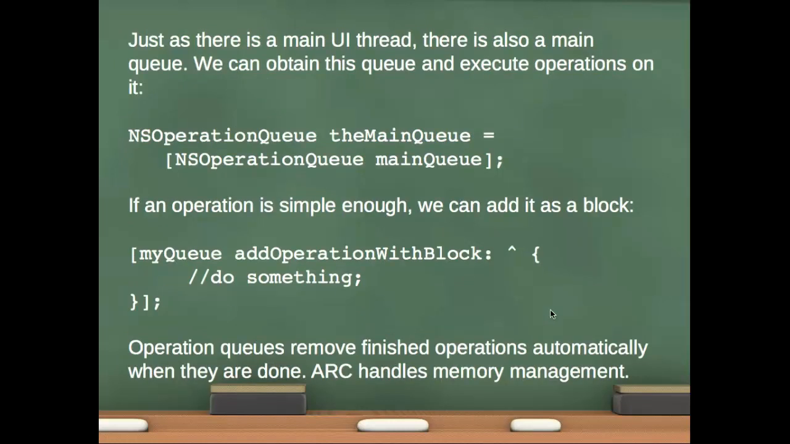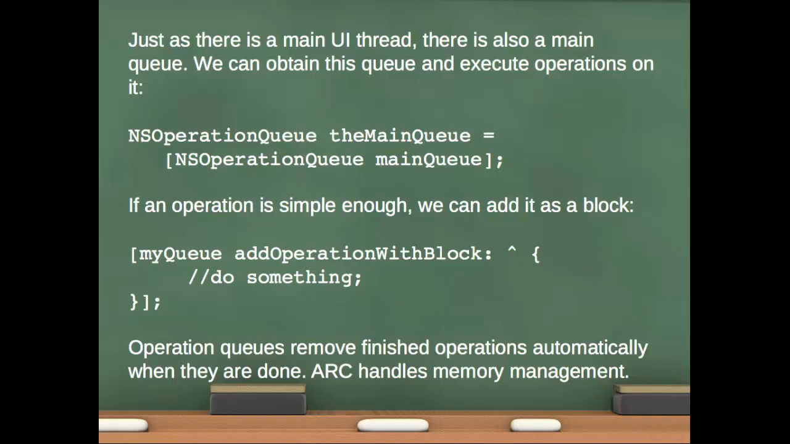Just as there is a main UI thread, there's also a main queue, and this is called the main queue. We can get this queue and execute operations on it. Here I've declared an object called mainQueue. It's an NSOperationQueue, and I set it equal to the return value of mainQueue called on the NSOperationQueue receiver. So mainQueue is a class method called on NSOperationQueue that returns the main queue. This is useful if we're in another queue and we need to access the main queue.